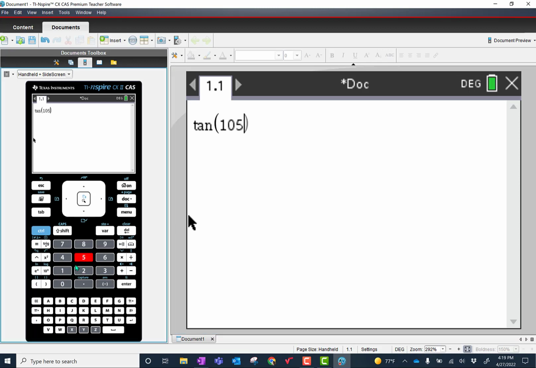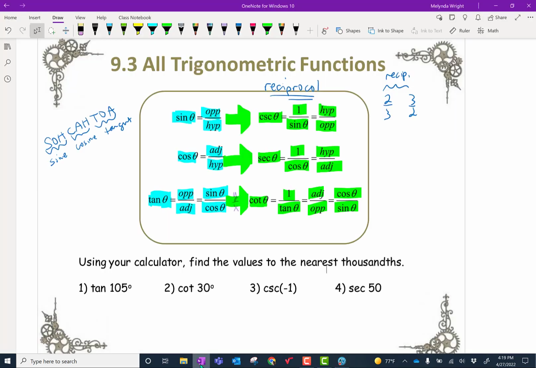Now, in order for us to get a decimal approximation, which is what the problem is asking us for, we need to hit Control Enter instead of just Enter. So Enter gives us an exact value, and Control Enter gives us the decimals. So tangent of 105 degrees is negative 3.732. Okay, so let's enter that on here. So that's negative 3.732.